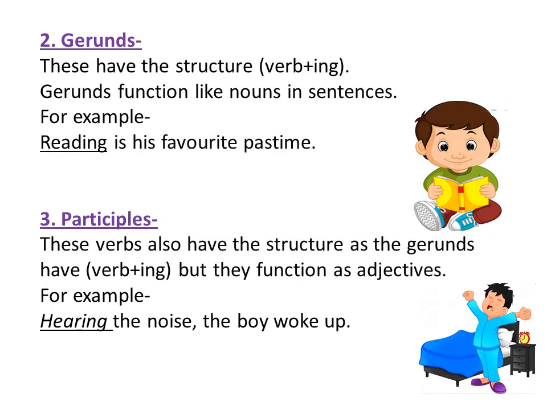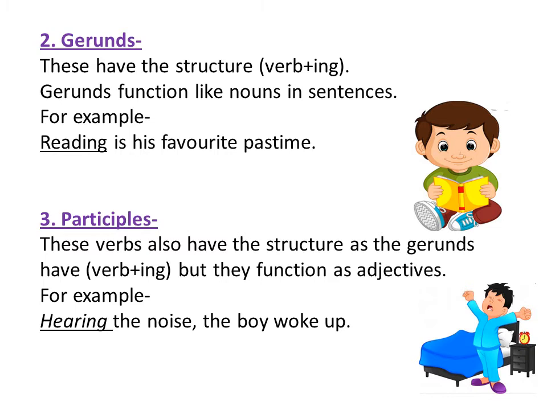Number 2. Gerunds. These have the structure verb ing. Gerunds function like nouns in sentences. For example, reading is his favorite pastime. The word reading is formed from the verb read by adding ing. We also see that it is here used as the subject of a verb and hence does the work of a noun. It is therefore called a gerund.